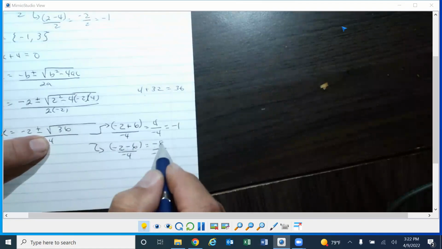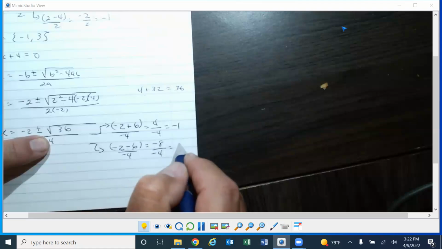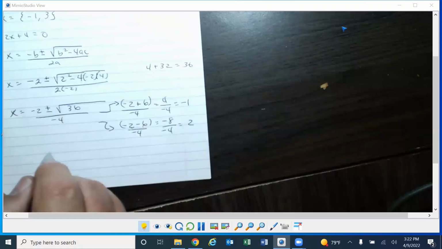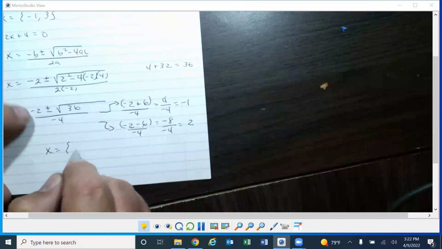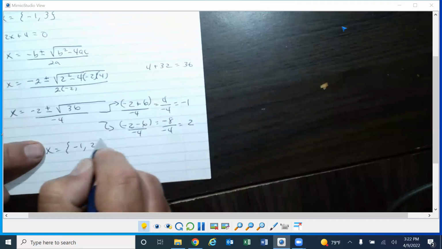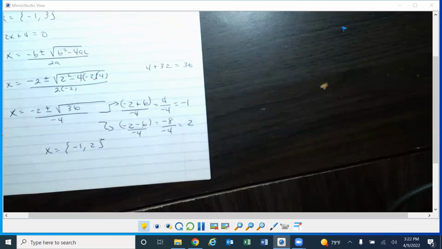All right, so a -8 and a -4. Now see, now you're multiplying and dividing, so that makes a positive, so the answer is 2. So here we go. My roots are -1 and 2. And remember, this is where your line is going to cross the x-axis, at -1 and 2.